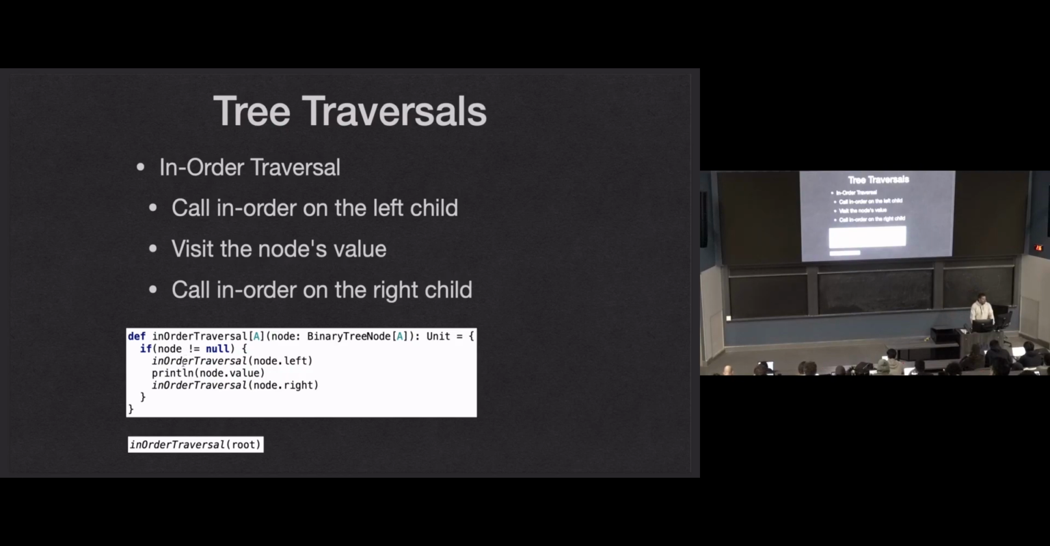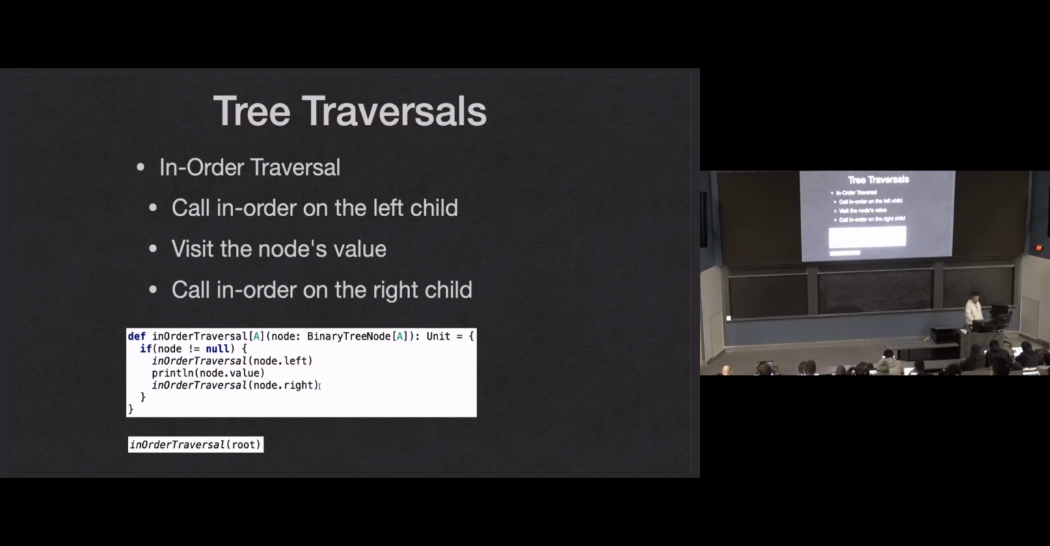If the node is not null, we're going to make a recursive call on its left child. Then we're going to print the value of this node to the screen, and then make a recursive call to its right child. And that's an in-order traversal of a binary tree.